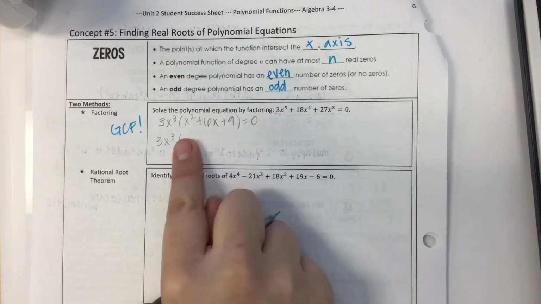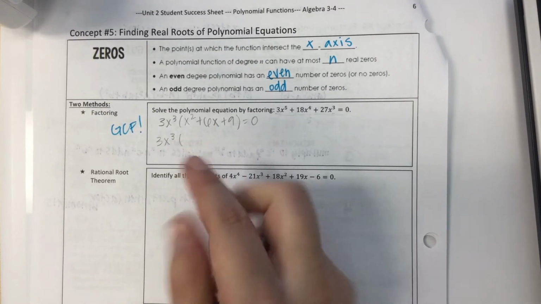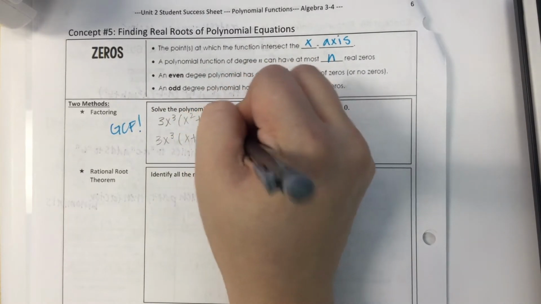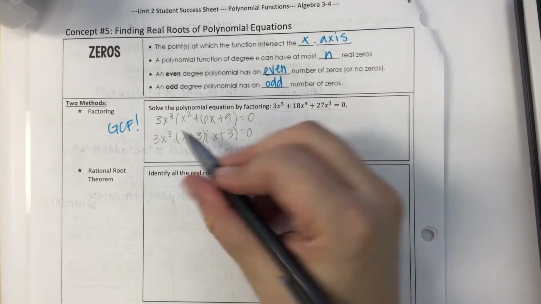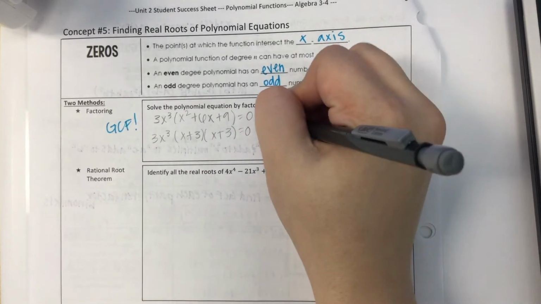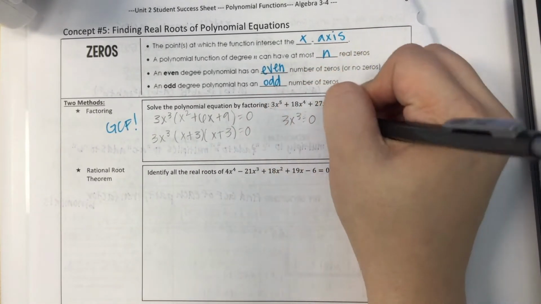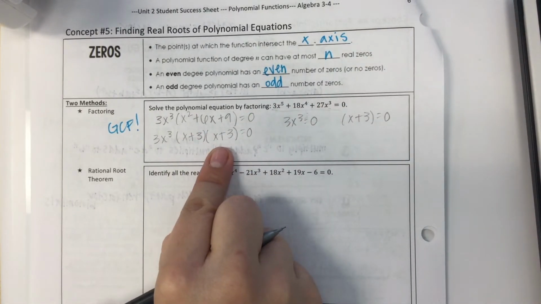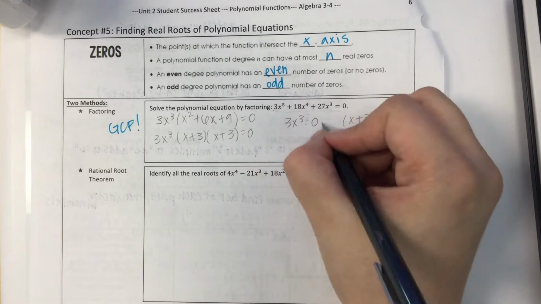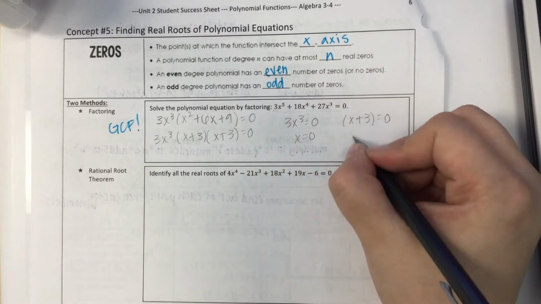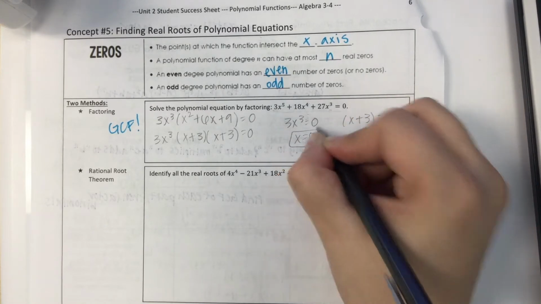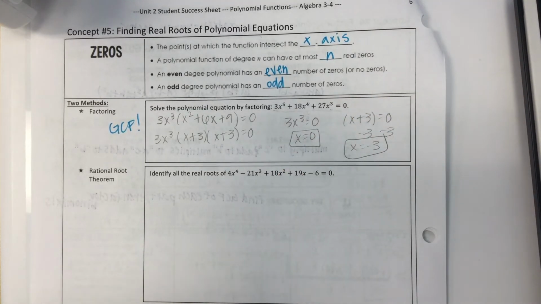Well, what multiplies to 9 and adds to 6? 3. So it's x plus 3 times x plus 3. And remember, I set everything equal to 0. So 3x cubed equals 0, and x plus 3 equals 0. Since these are the same, I'm only going to write it one time. So if 3x cubed equals 0, then x equals 0, and then minus 3. So x equals 0 and negative 3. Okay, so that's the same when you have polynomials.